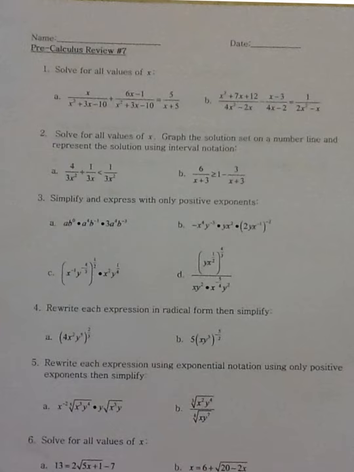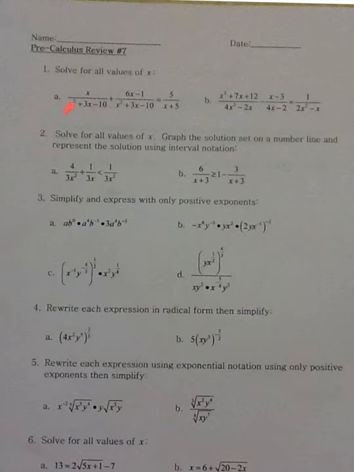Okay, so here is the review for test number 7. Number 1 says to solve for all values of x. This is a rational equation, and what you want to do with rational equations is eliminate the denominators. You want to get the denominators to be 1.